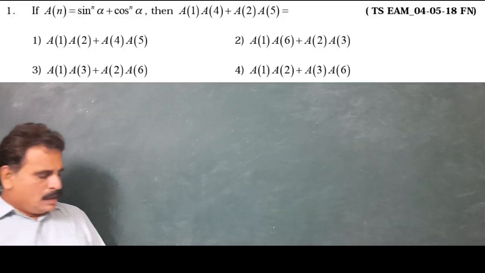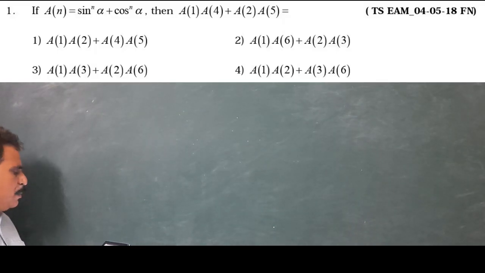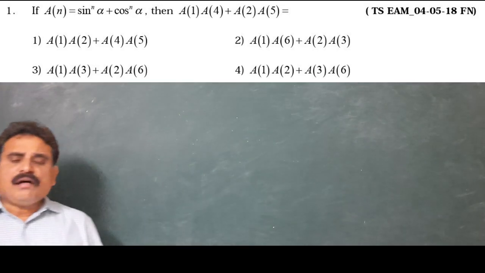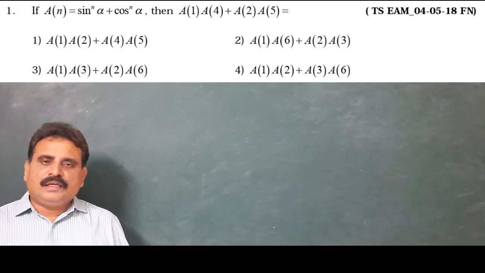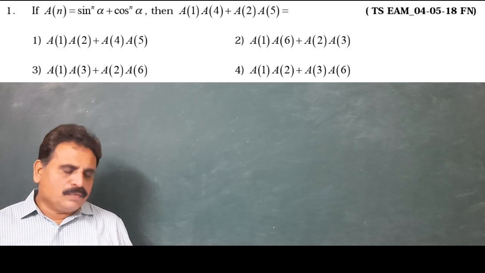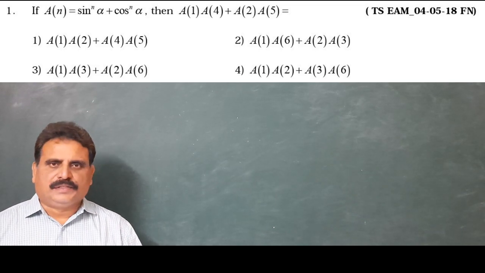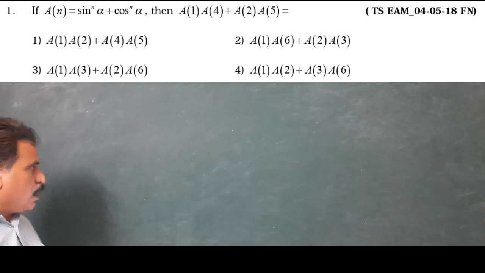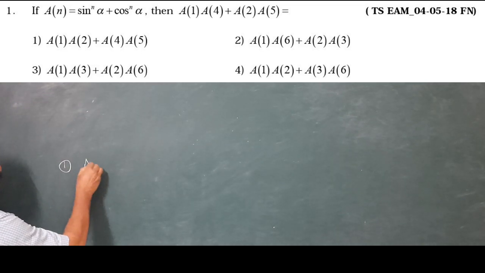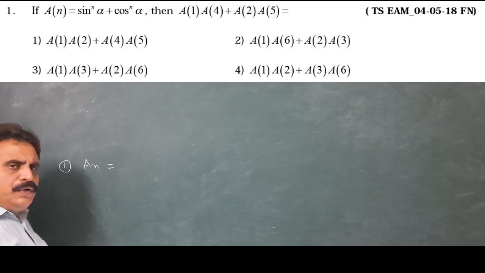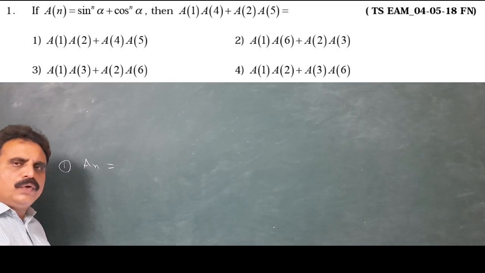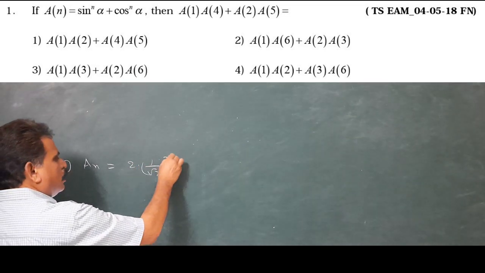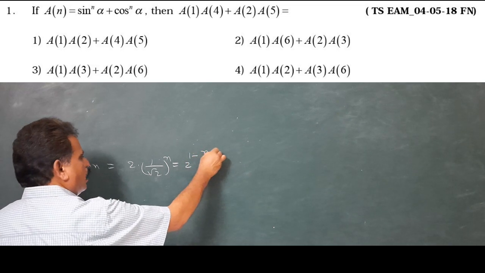First question. Look here. Here A_n equals sin^n alpha plus cos^n alpha. A1, A4 plus A2, A2 plus A5, like that. Here let us take alpha equal to pi by 4. So what should happen? A_n equals (1 by root 2) whole power n plus (1 by root 2) whole power n. That becomes 2 into (1 by root 2) whole power n. That is nothing but 2 power (1 minus n) by 2.